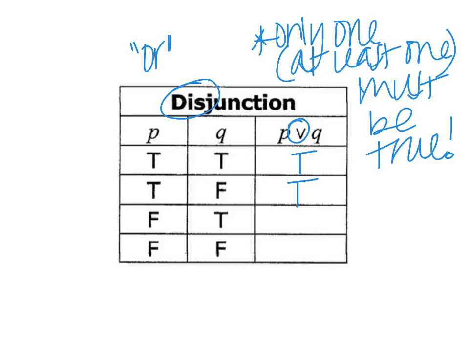And then our third scenario, one of them's false, one of them's true. Well, at least one of them's true, so we can say this is true. And last but not least, if they're both false, it's definitely false.